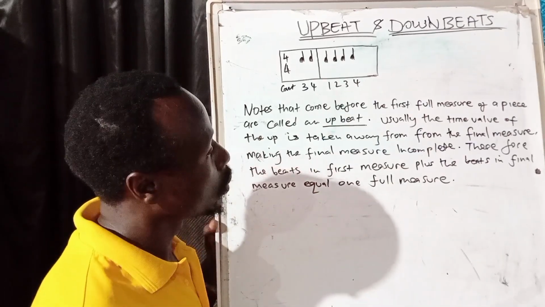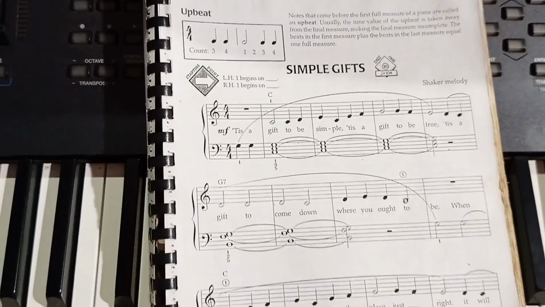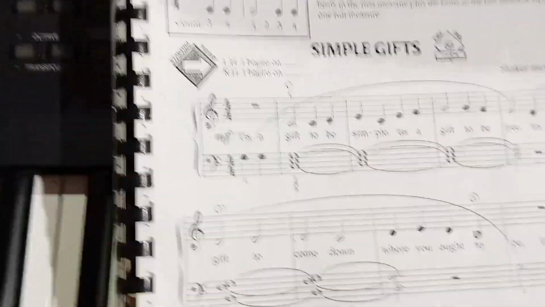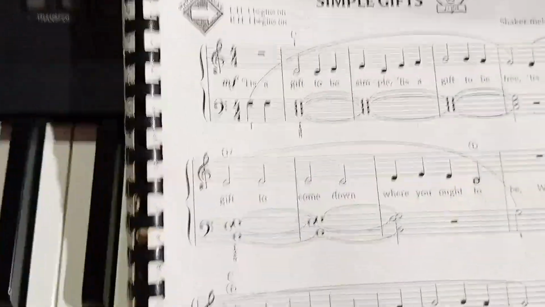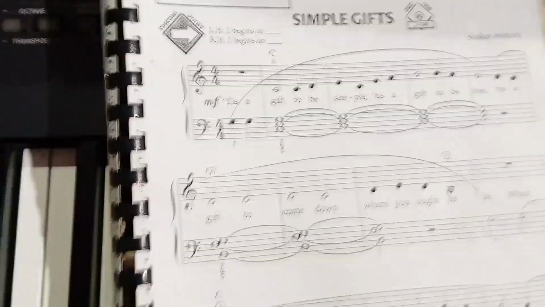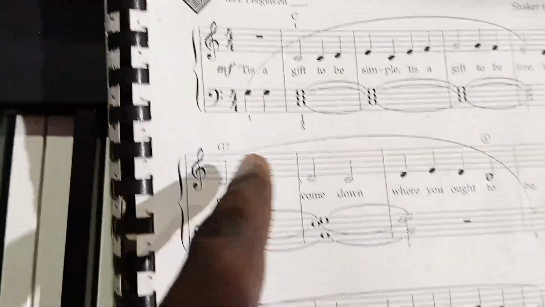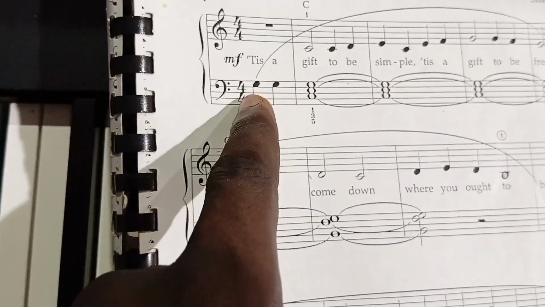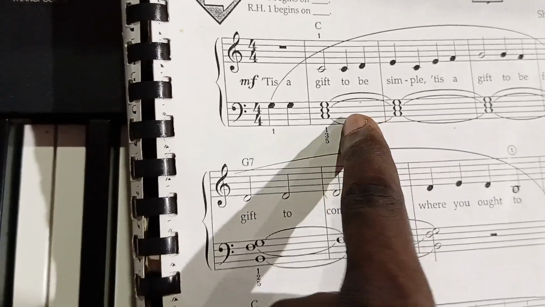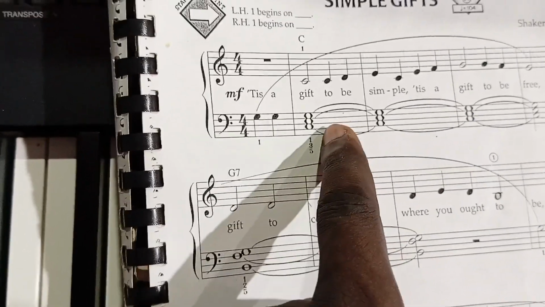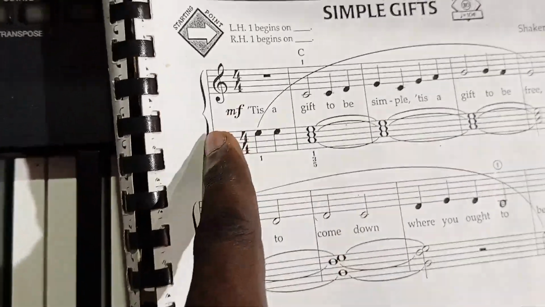So let me show you from my notes. Here's a piece of music, and the song is called Simple Gifts. When you look at the first measure, it begins with an upbeat, whereby we have two beats in this first bar, and then the next bar has 4 beats. The next bar is full. It's a full measure with 4 beats. This one has only 2.